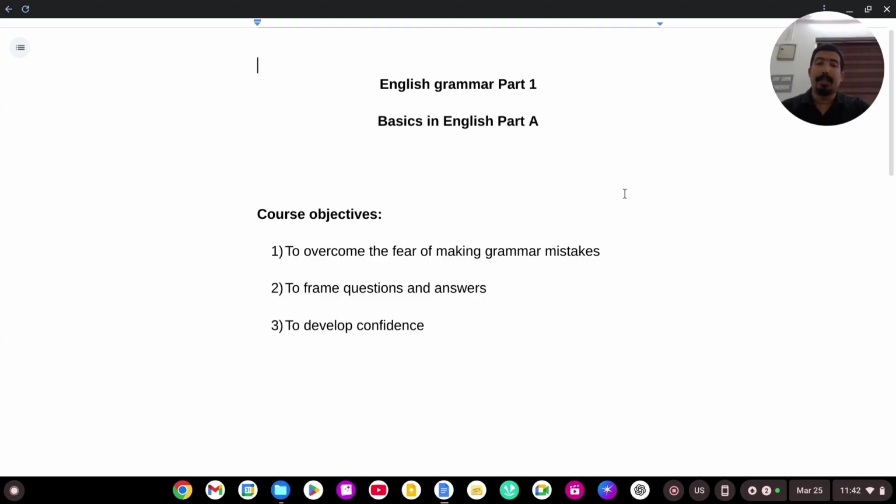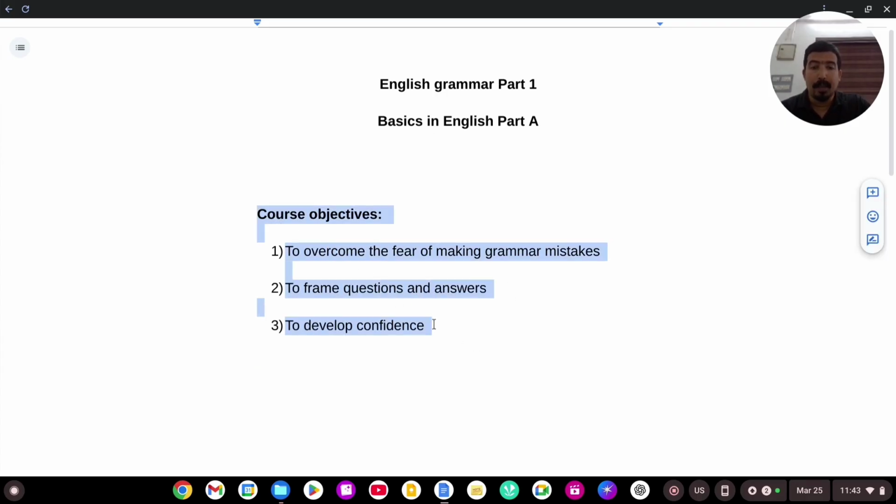Okay. So here it is, basics in English part A, and before we start with the training session, let us look into the course objectives. As this is a screen recording session, I will be highlighting whatever I am talking about with the mouse. You can look at the screen, you can see the light blue color. I will be highlighting with the mouse like this.